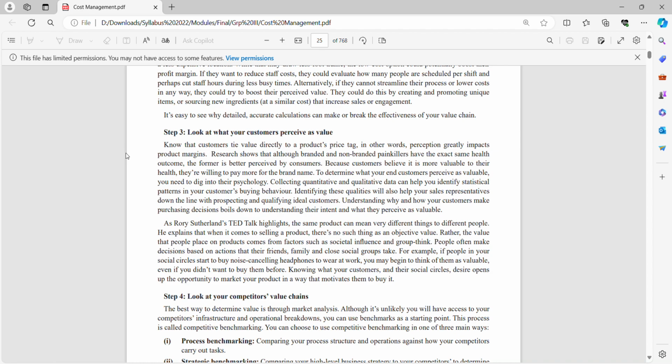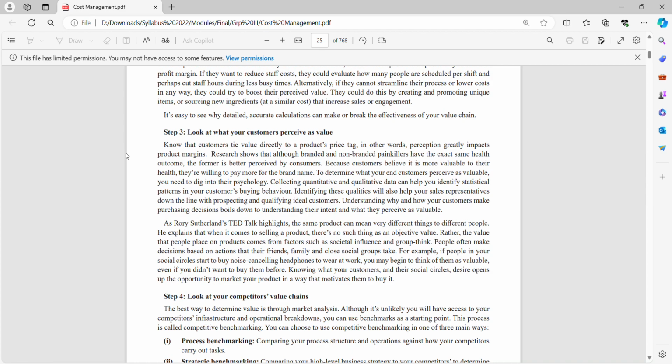Step 3, look at what your customers perceive as value. Know that customers tie value directly to a product's price tag. They are directly related to the product's price tag. In other words, perception greatly impacts product margin. Research shows that although branded and non-branded painkillers have the exact same health outcome, the former is better perceived by consumers. So branded products are better perceived because customers believe it more valuable to their health. They are willing to pay more for the brand name.